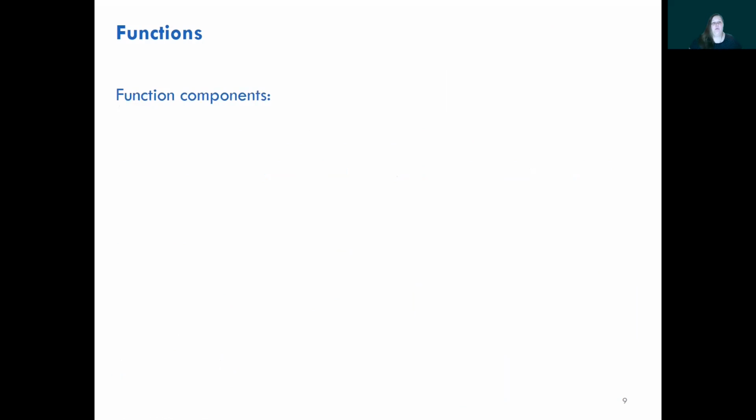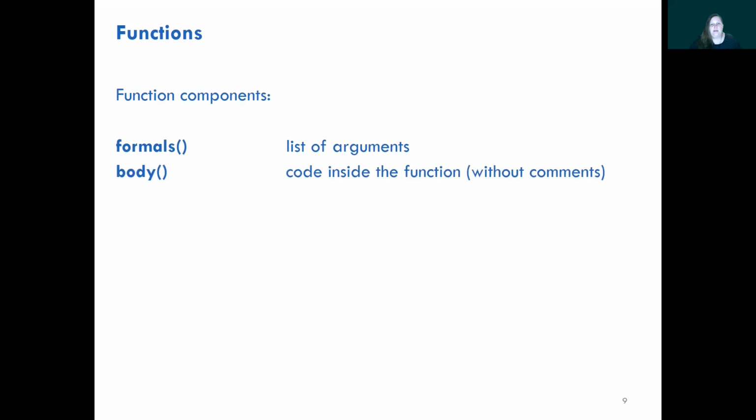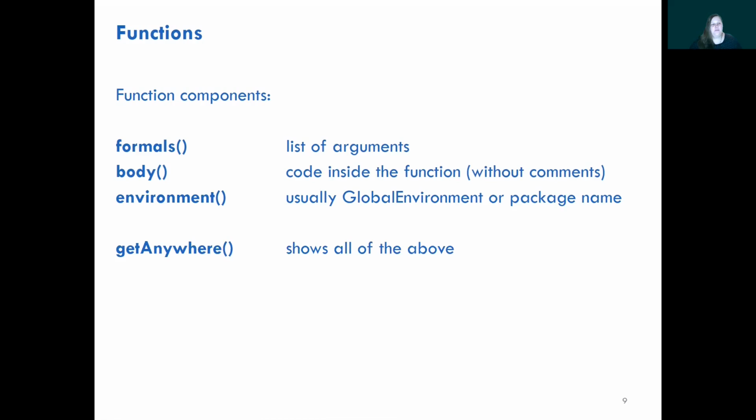If you want to know more about functions, you can check the function components. The list of arguments can be accessed with the function formals. Then the code inside of the function, without the comments, you get with the function body. Using the function environment will usually give you either the global environment as the output or the name of the package where this function comes from. You can also use the function getAnywhere, which will show you all of the above.